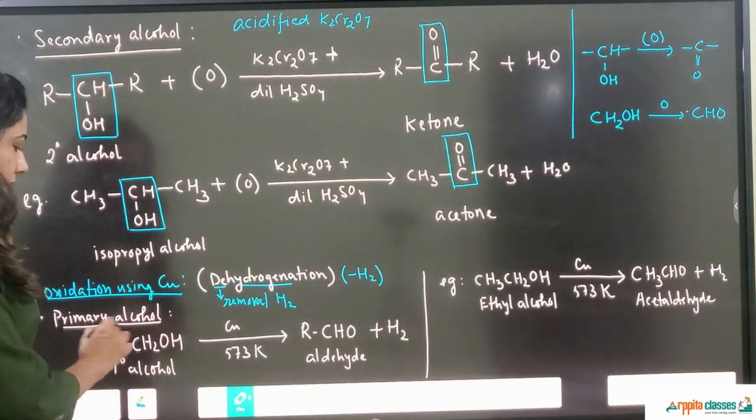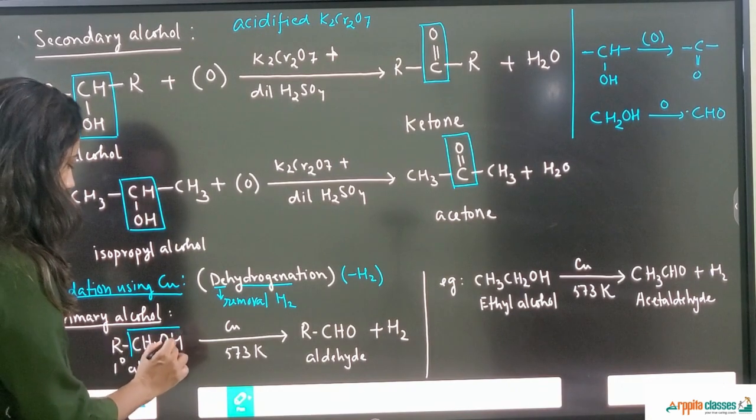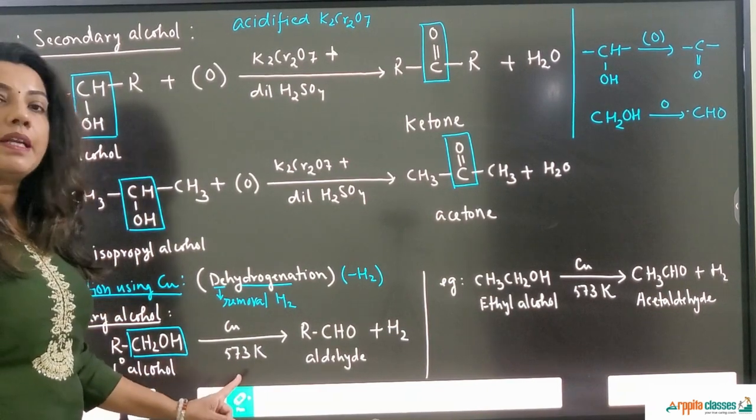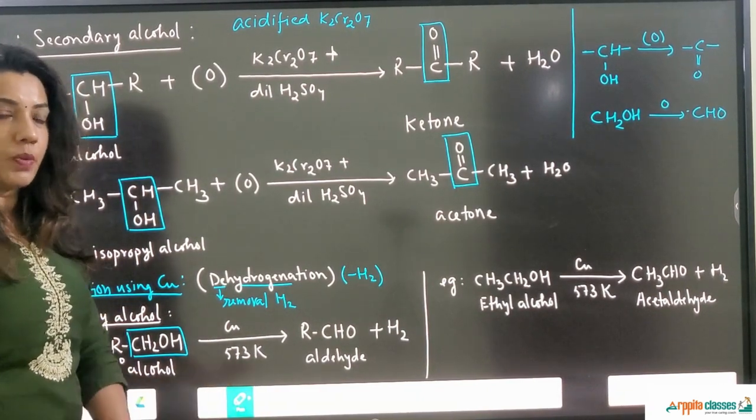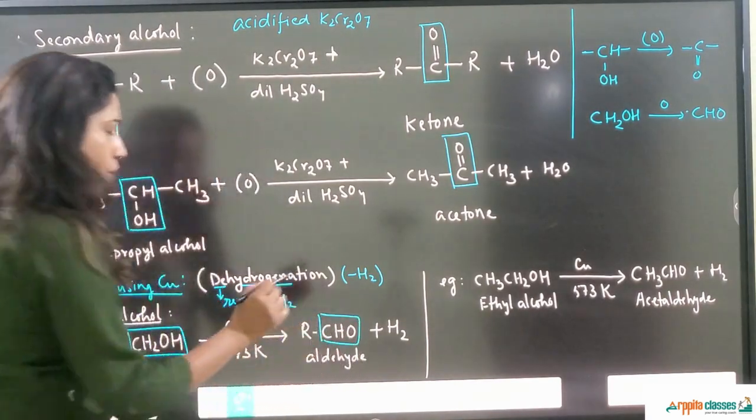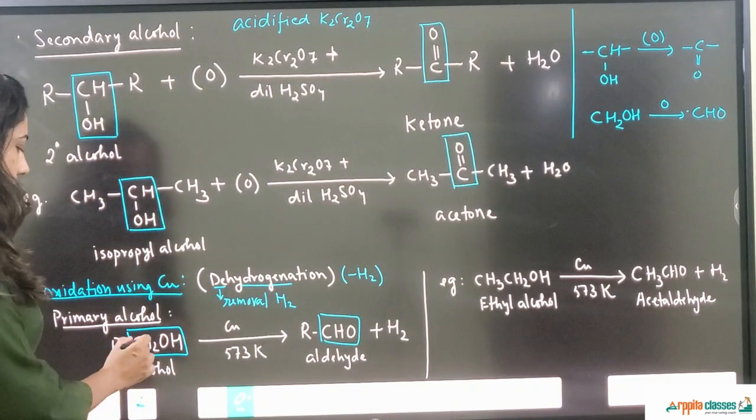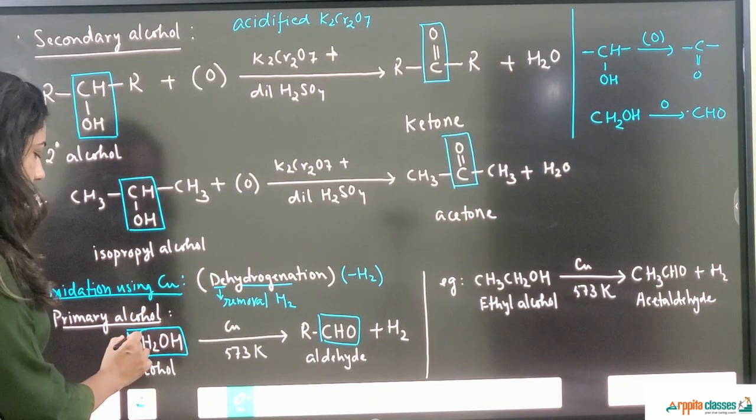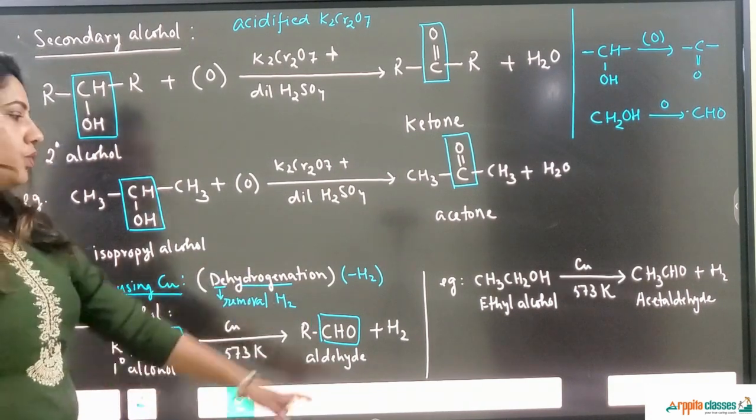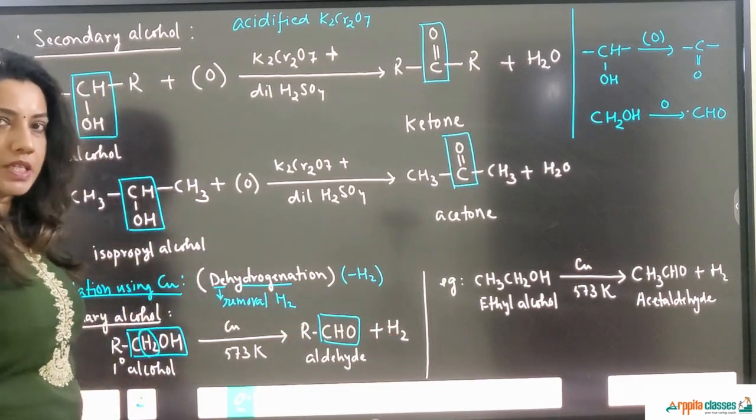So we have taken primary alcohol again. You can see CH2OH. This is my primary alcohol, copper, and the temperature requirement is 573 Kelvin. This is very important. The CH2OH group will convert into CHO group. Now see here what is happening. These are the 2 hydrogens. See, these 2 hydrogens are removed and this is your CHO. This is 1 molecule of hydrogen which is coming out.